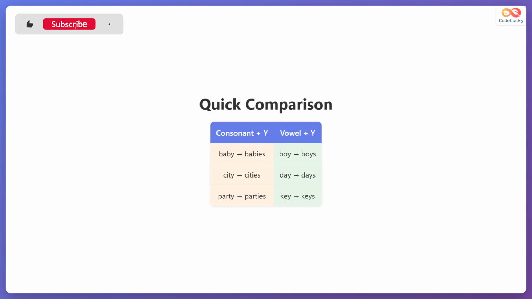Here is a quick comparison of both rules side by side. On the left, we have words with consonant plus Y. Baby becomes babies, city becomes cities, and party becomes parties. On the right, we have words with vowel plus Y. Boy becomes boys, day becomes days, and key becomes keys. Notice the difference in how the plurals are formed.